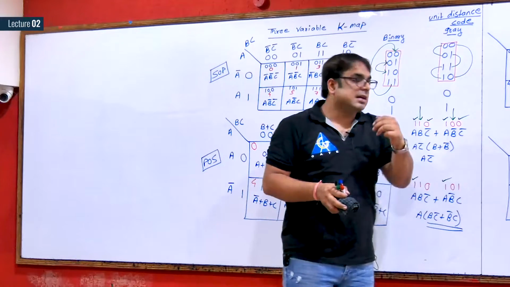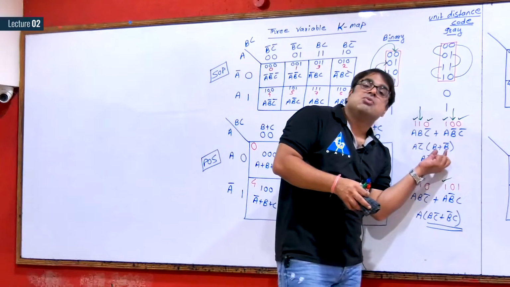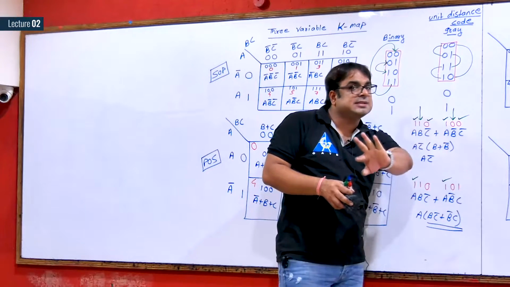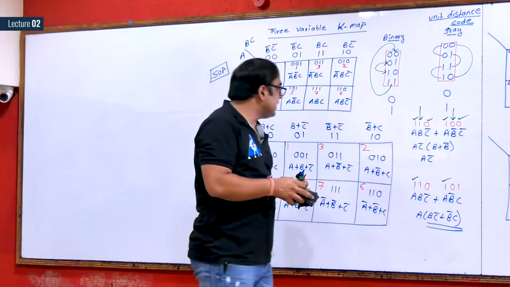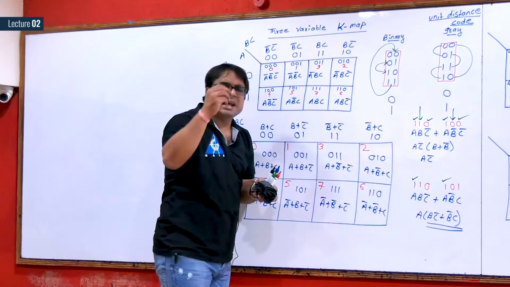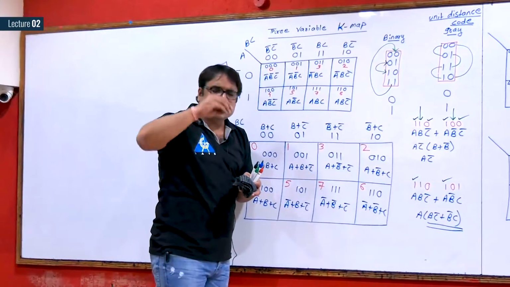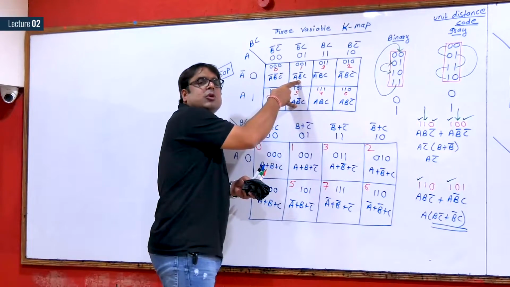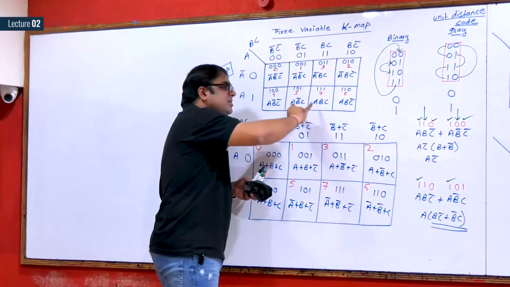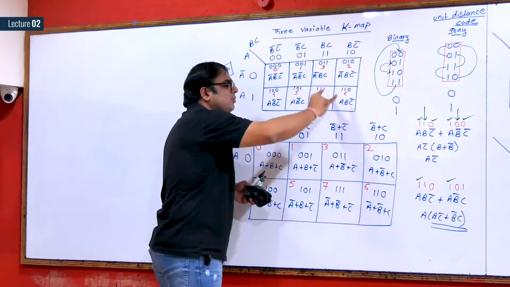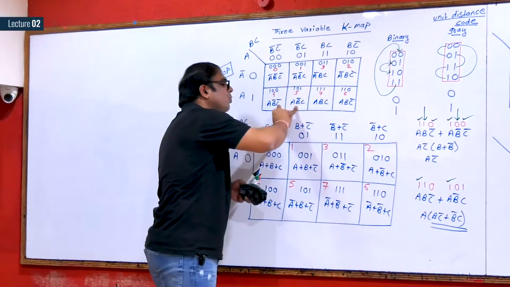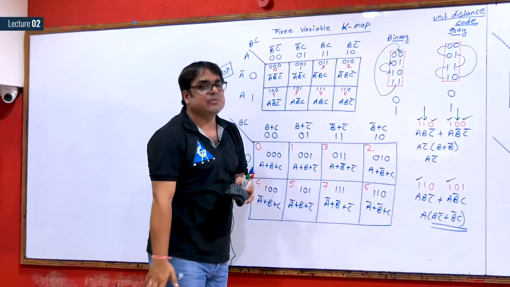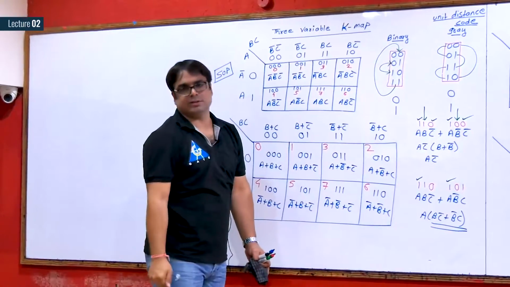So whenever there is a difference in 1 bit, reduction occurs. Otherwise reduction will not occur. So please see here. Consider any two neighboring cells. If you consider these two, only one variable is different. Any two neighboring cells you consider, only one variable is different, so minimization will definitely occur.